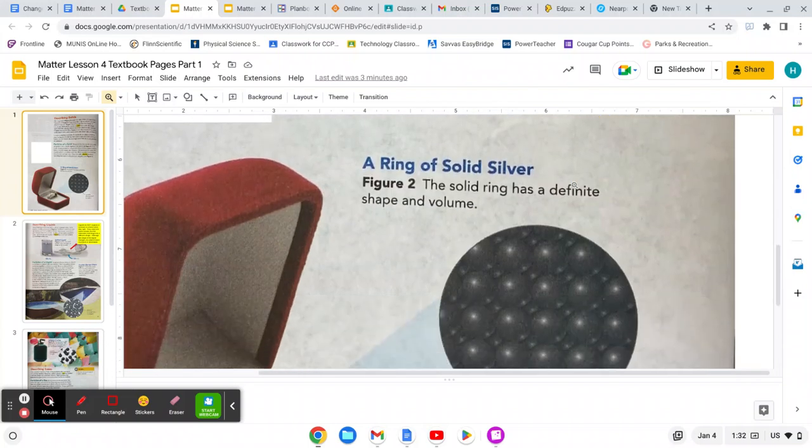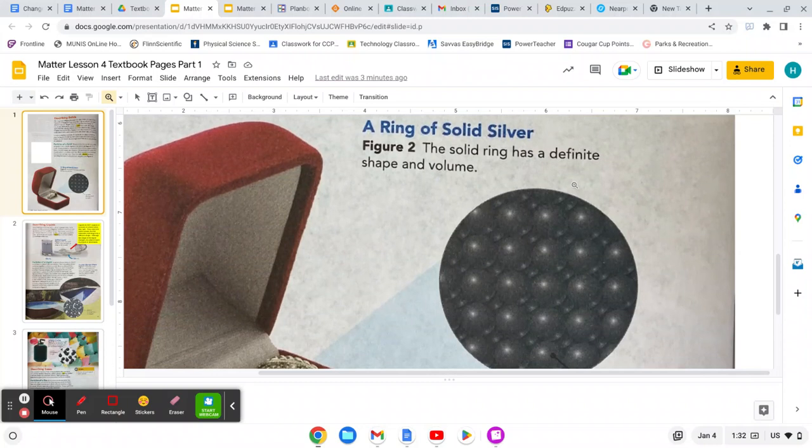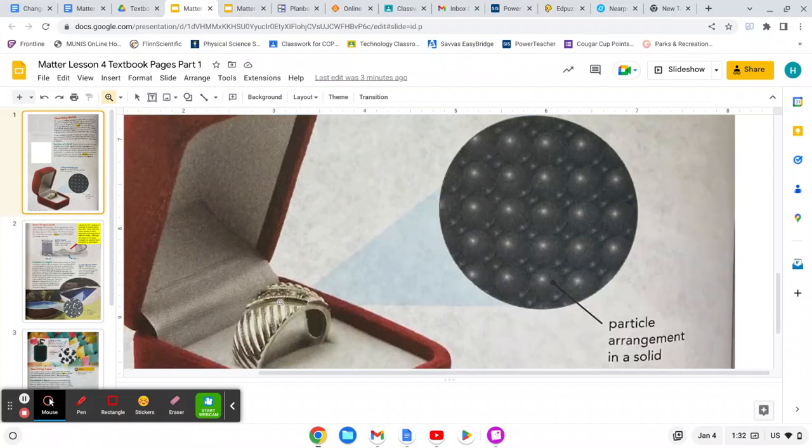So, for example, if you have a ring of solid silver, the solid ring has a definite shape and volume. It's not going to change the shape. And the particle arrangement is similar to what you would see here, very closely packed together. There's a tiny bit of space in between them, and that's what allows them to sort of wiggle a little bit, but they're not going to move past each other. That's what makes it maintain that shape.